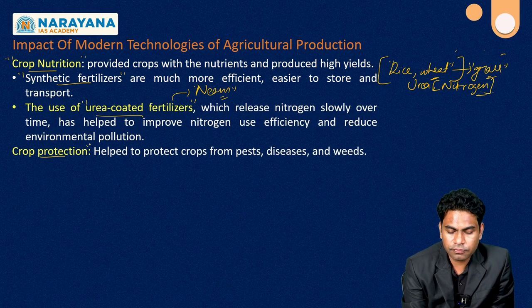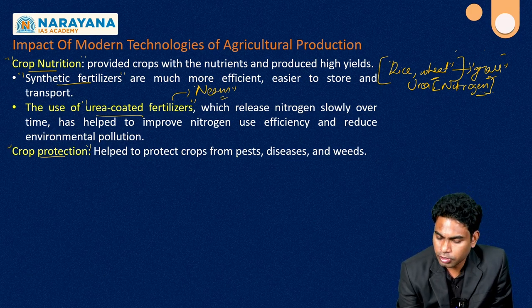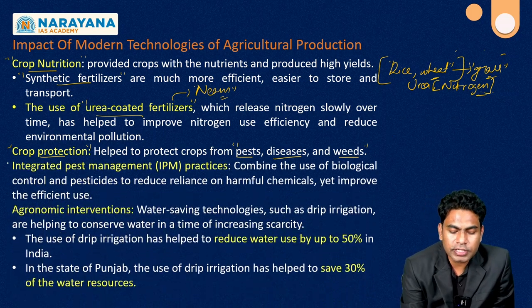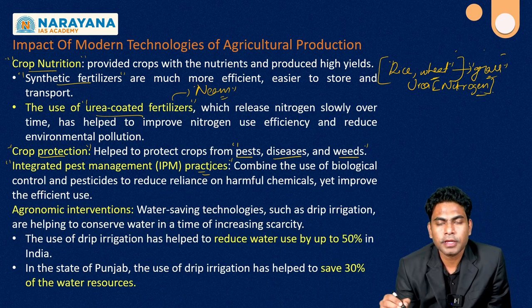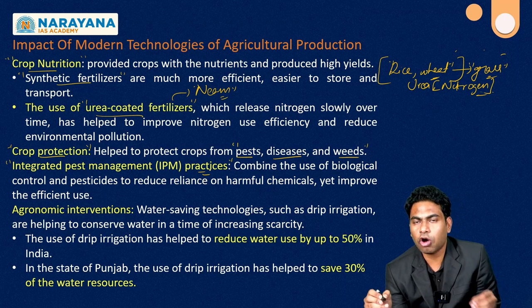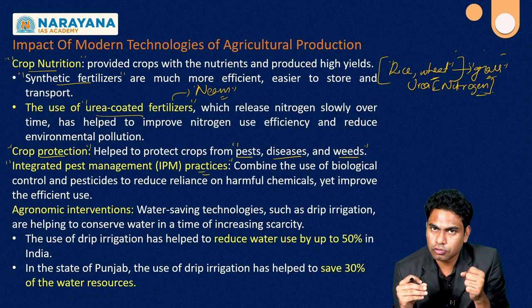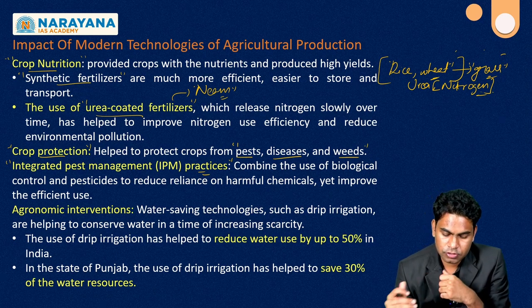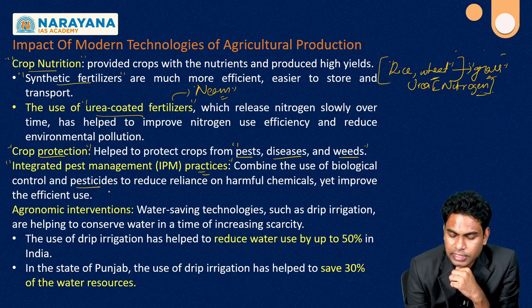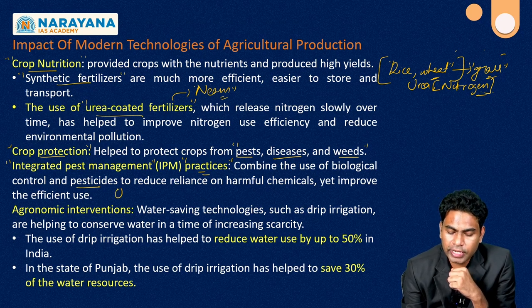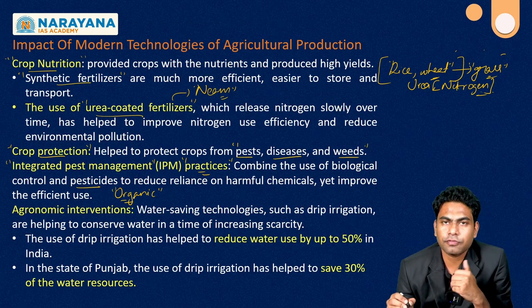Next, we have crop protection. We are trying to protect crops from pests, diseases and weeds. For that, we have techniques like integrated pest management. Integrated pest management involves not only the organic way of protecting these crops from pest attack, but also the artificial way. So we use pesticides as well as organic ways to improve pest management. Solely relying on organic ways is unviable at the moment because of various reasons.